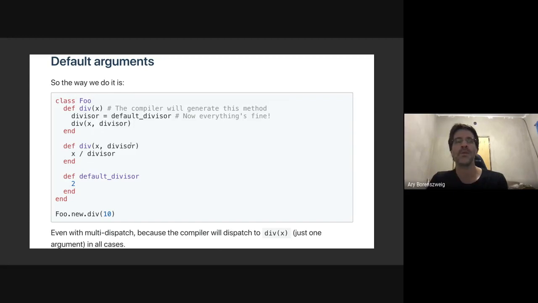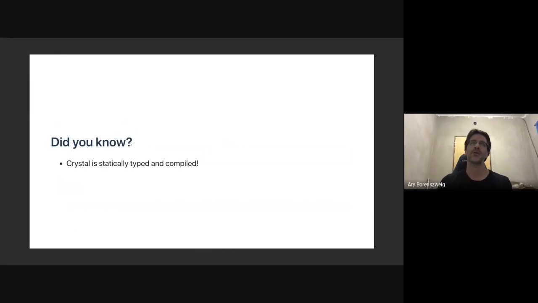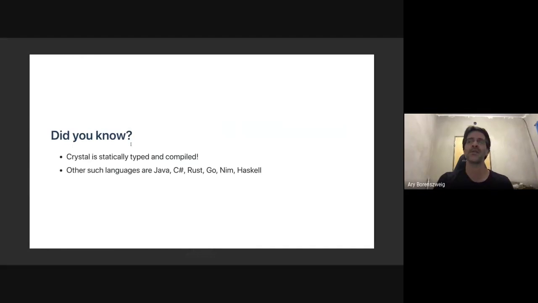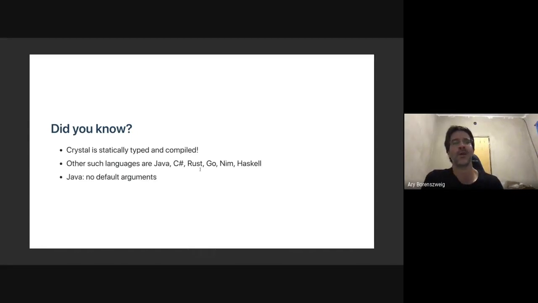So this is how we solve default arguments. And did you know that Crystal is statically typed and compiled? Other languages that are statically typed and compiled are, for example, Java, C#, Rust, Go, Nim, and Haskell. Let's take a brief look at each of them to see whether they support default arguments or not, and how. So Java has no default arguments.